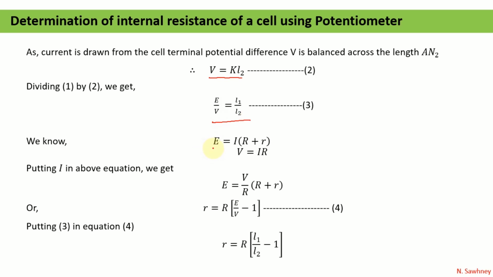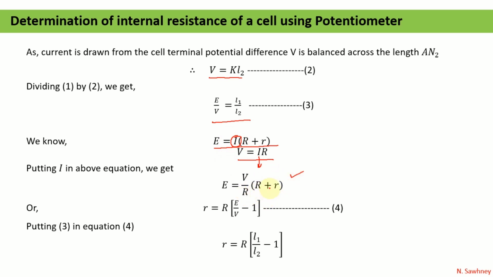Also we are aware that the EMF of the cell can be represented as I times (R plus r), where small r is the internal resistance of the cell. And by Ohm's law we are aware V is equal to IR. Putting the value of current I in the above equation, we have obtained this equation.